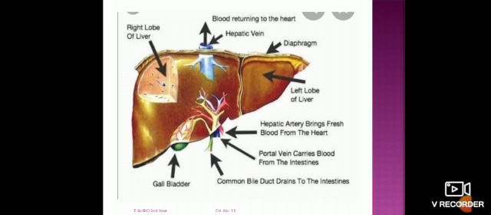Some of the organs, like the gallbladder, are attached to it to remove the bile, and the hepatic artery gives the oxygenated blood. This organ is mainly used to remove the metabolic waste.